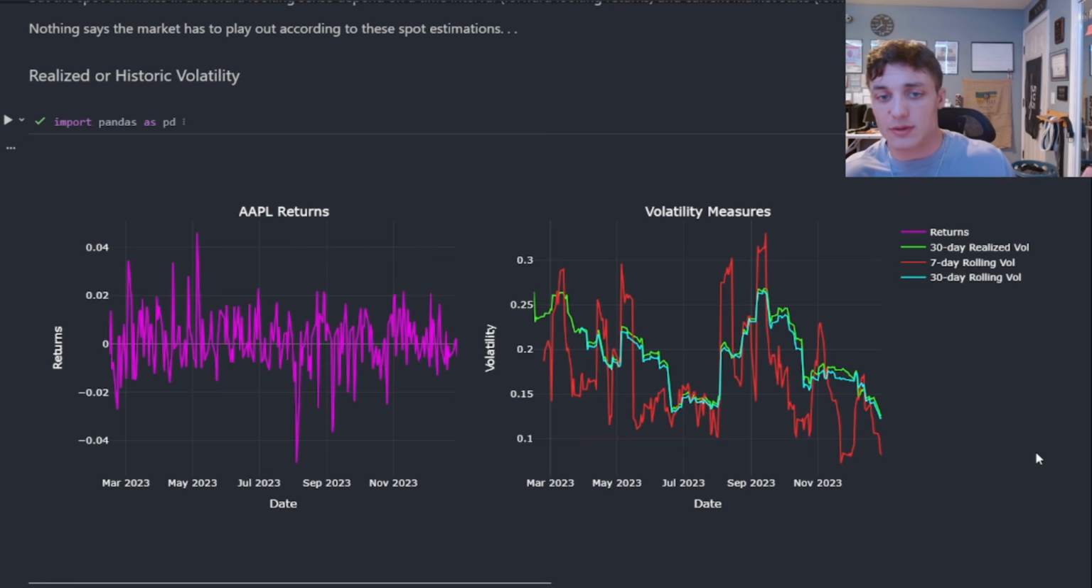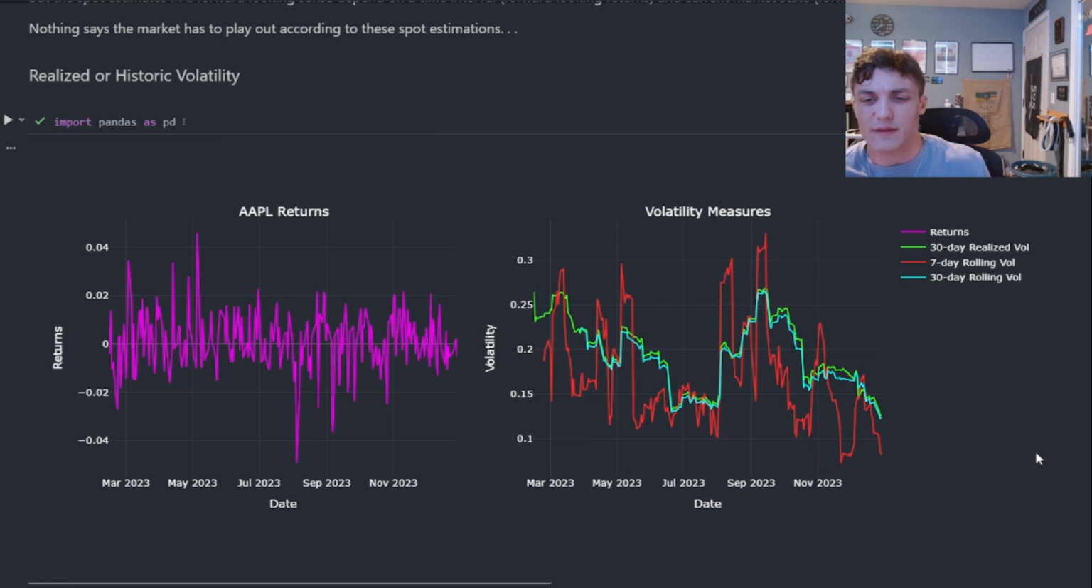I'm getting Apple return data, I'm taking the average return, and then I'm measuring deviations in the returns about that average. So anytime there's a deviation on the downside or the upside, I measure that distance, I compute that as a volatility. It's the squared deviations here. So on the left, you see the returns. On the right, you see these volatility measures.